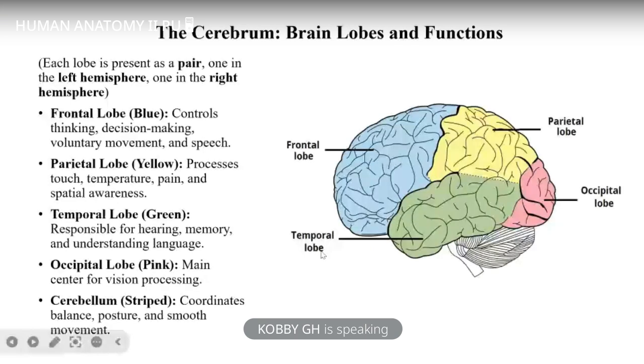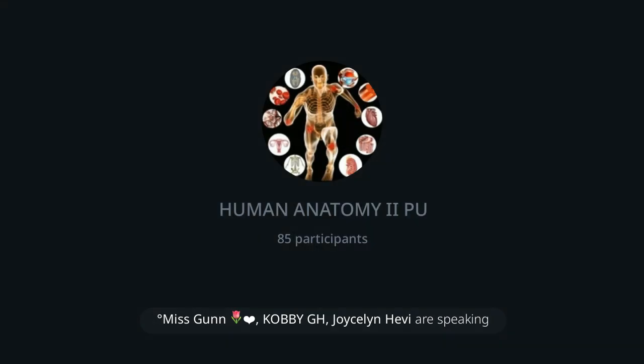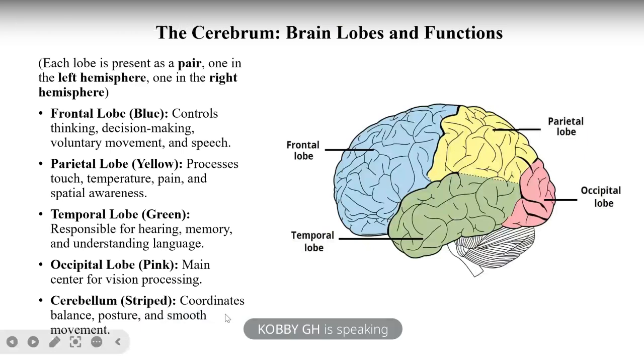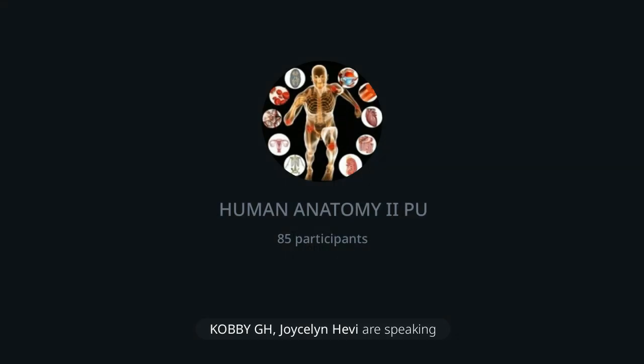Okay, great. And then we have the cerebellum. The cerebellum is responsible for balance, posture, and movement, smooth movement. Okay, but the cerebellum is not part of the cerebrum. Remember, it's a different part altogether. But that part is responsible for balance, posture, and smooth movement. Okay, so now let's do another exercise. Which part of the brain is responsible for your ability to perform some daily tasks? Learning and performing daily tasks.